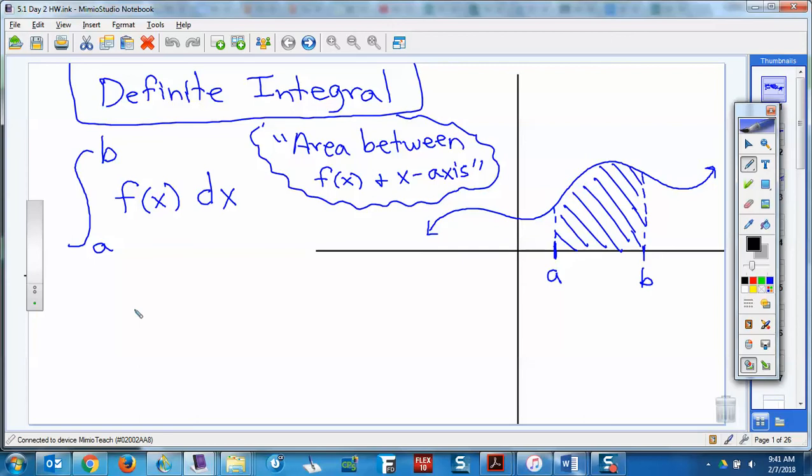The area under a velocity curve represented what? The distance traveled, right? So there's already a use for area under a curve like this, okay? So if this was a velocity curve right here, this area would represent the distance traveled, okay?